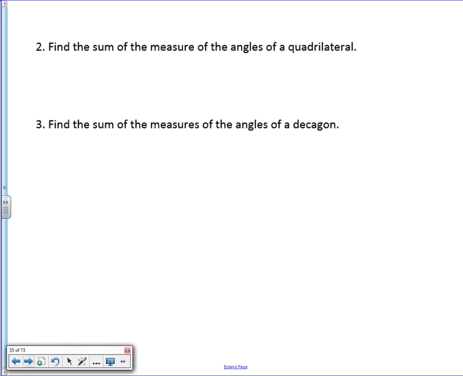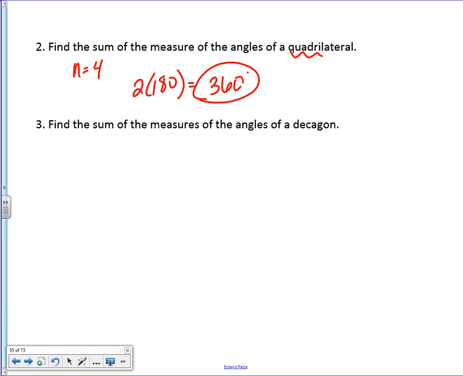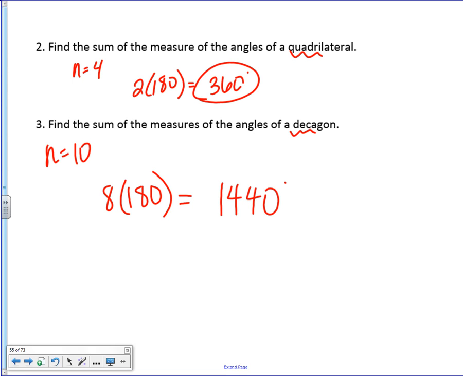If we talk about a quadrilateral, my n is now 4. So that would make my formula 2 times 180. So inside of a quadrilateral, all of the angles have to add up to 360. And finally, a decagon. Deca means 10, folks, so my n is 10. That would be 8 times 180, which gives me all of the angles adding up to 1440.